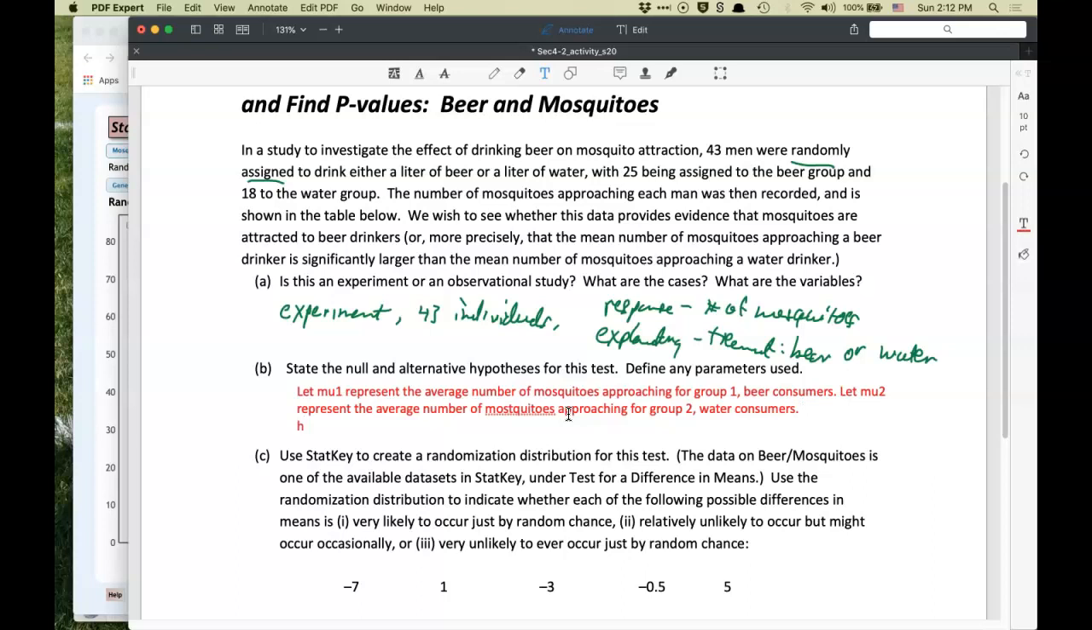So then we've got H naught. I'm not going to worry about the subscripts here. That's going to be mu1 equals mu2 versus the alternative, HA, which is going to be what? So the question we have to look at is what specifically is the alternative hypothesis? We want to see whether this data provides evidence that mosquitoes are attracted to beer drinkers. So if that were the case, we would expect mu1 to be greater than mu2. It's a one-sided alternative hypothesis.